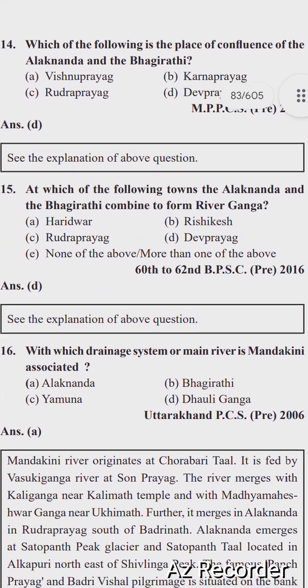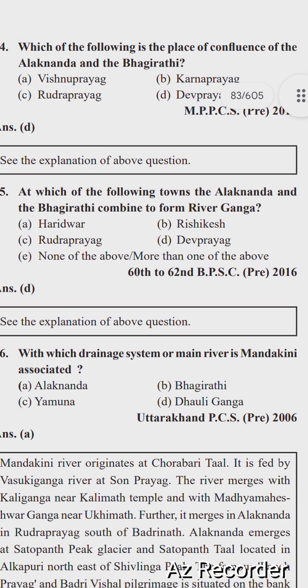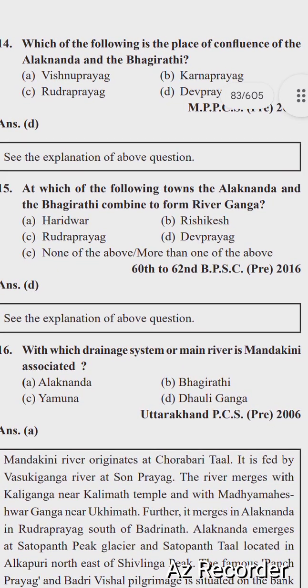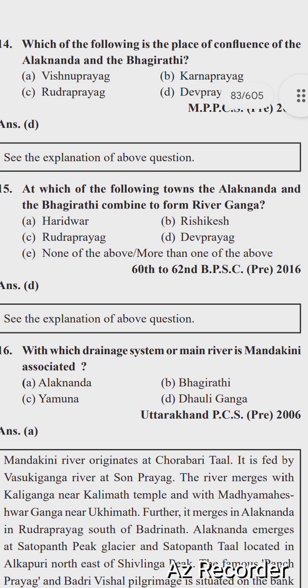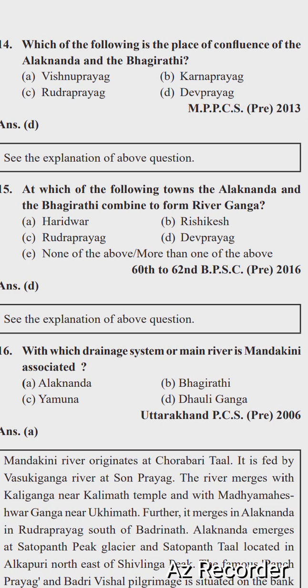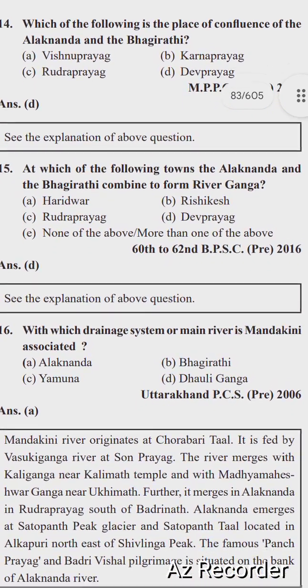Next, at which of the following towns do the Alaknanda and Bhagirathi combine to form river Ganga? Options are option A, Haridwar, option B, Rishikesh, option C, Rudra Prayag, option D, Dev Prayag, and option E, none of the above. Right option is option number D, Dev Prayag.